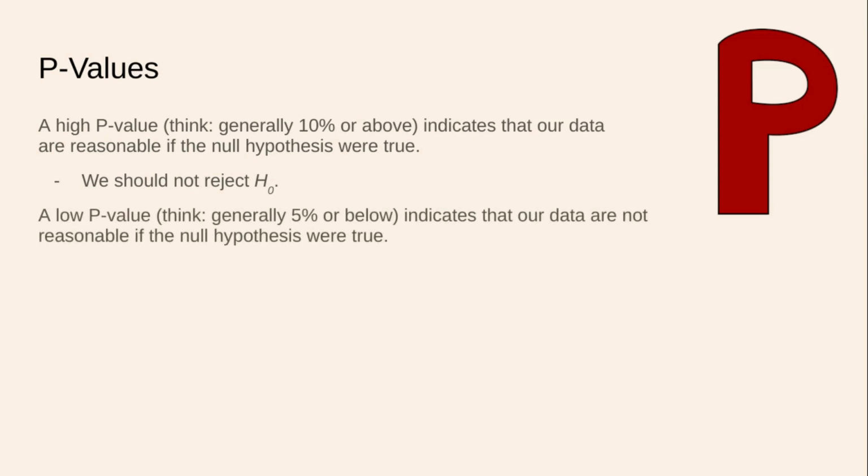A low p-value, generally 5% or below, indicates that our data are not reasonable if the null hypothesis were true. Again, that 5% cutoff is just a general rule of thumb. Again, it depends on what you're studying. So that indicates data are not reasonable if the null hypothesis were true.